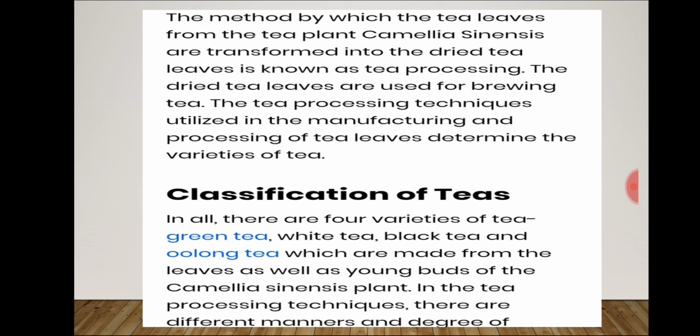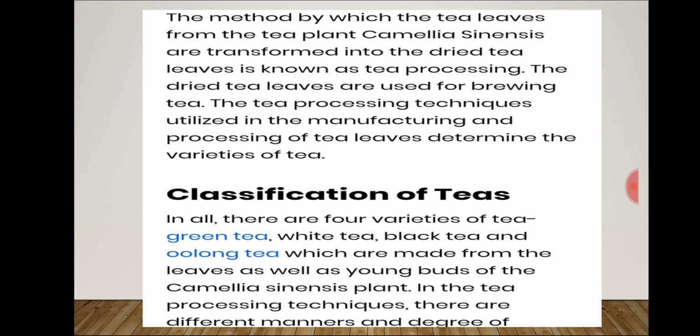The method by which the tea leaves from the tea plant Camellia sinensis are transformed into dried tea, the dried tea leaves, is known as tea processing. The dried tea leaves are used for brewing tea. The tea processing techniques utilized in the manufacturing and processing of the tea leaves determine the varieties of tea.